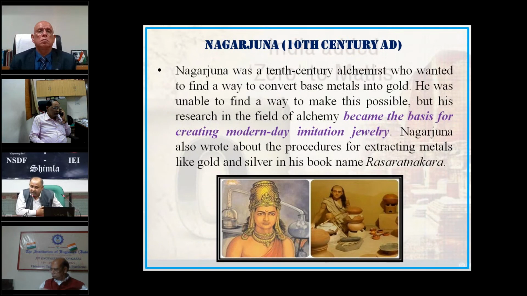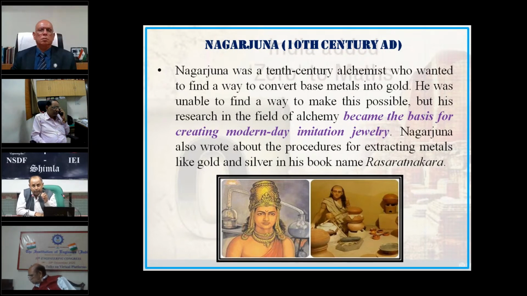Nagarjuna, I tell you, the biggest alchemist that this world has ever produced. He was an Indian, born in the 10th century AD. He tried to convert every base metal into gold. He tried hard with the chemical reactions of certain chemicals. He couldn't succeed totally, but he ended up conceiving imitation jewelry, which we now use in many forms. The imitation jewelry of different concentrations are the discoveries of Nagarjuna, and they are all mentioned in the Ras Ratnakar, the book that he wrote in 1073 AD. So this is another big contribution that India has made.